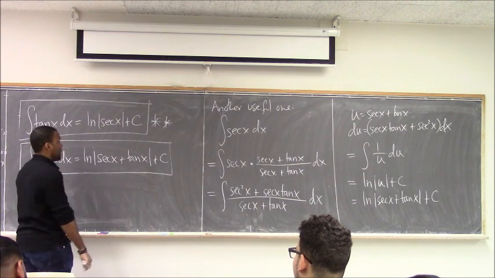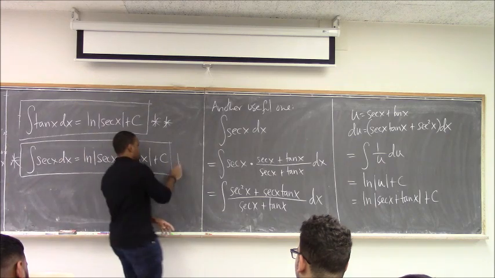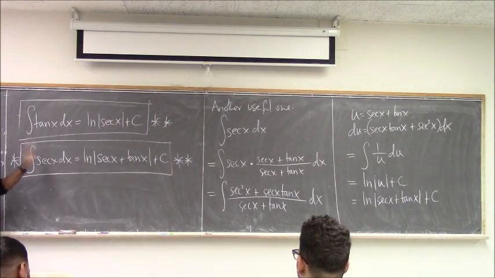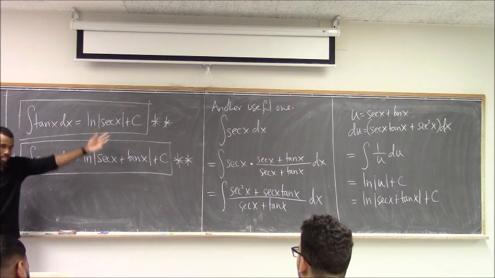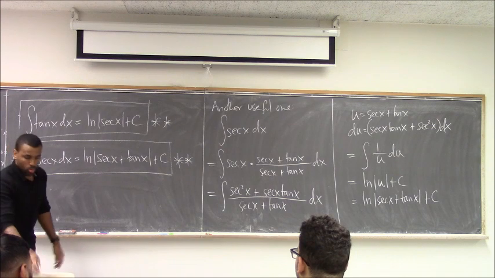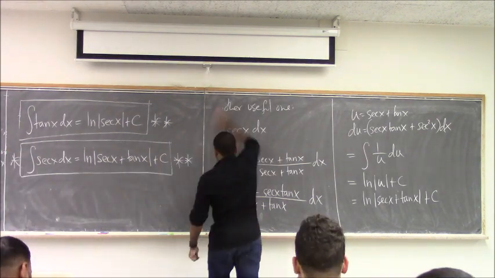So this is now another one of our basic rules. This is another thing that you now know by heart. So from now on, you know that the integral of secant is ln of the absolute value of secant x plus tangent x, plus C. Now that being said, word of caution, just so you don't waste your time.